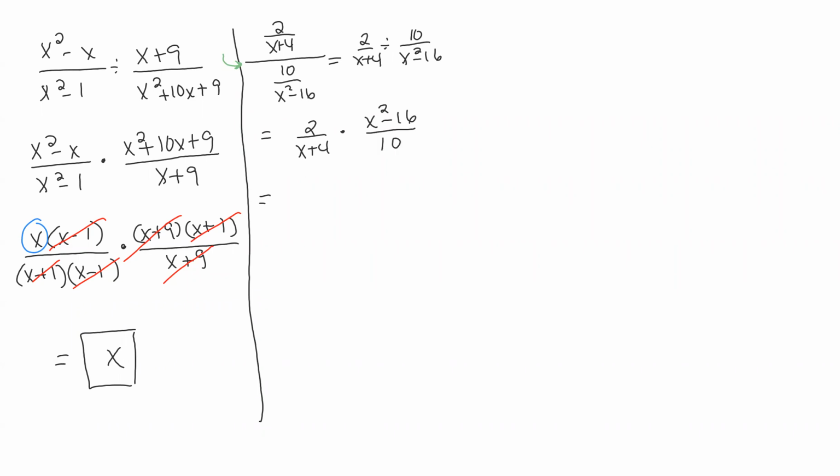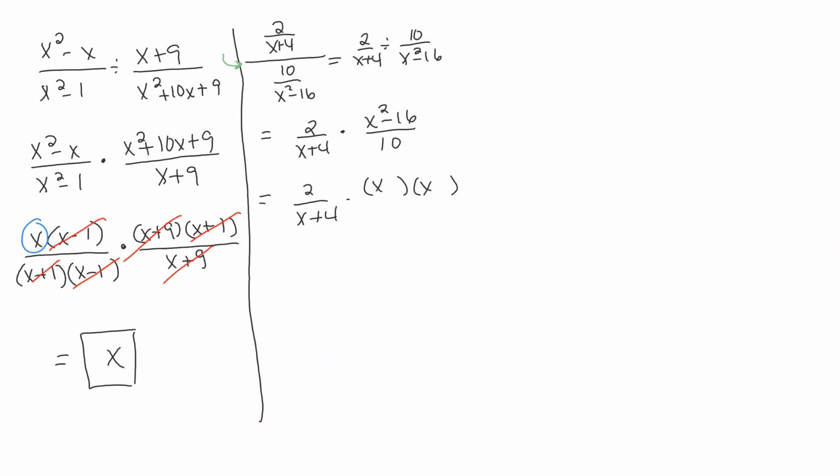And then I factor. Well, 2 over x plus 4 is as good as it's going to get. Nothing can factor there. In the second expression, x squared minus 16 can factor. It's the difference of squares. It factors into 2 binomials, each starting with an x.